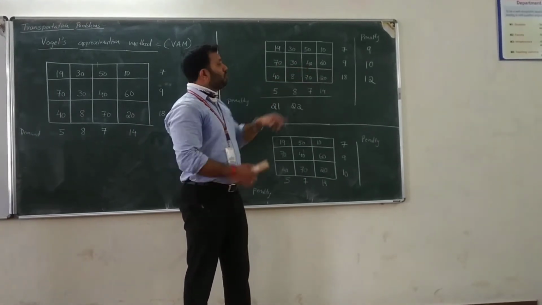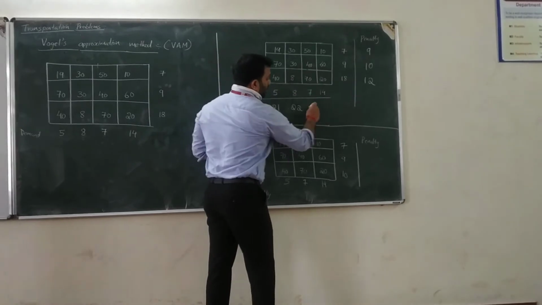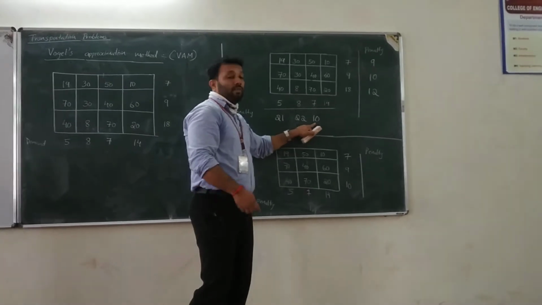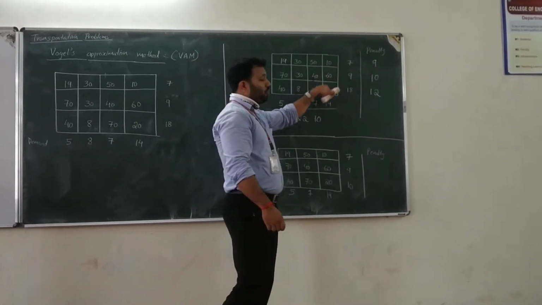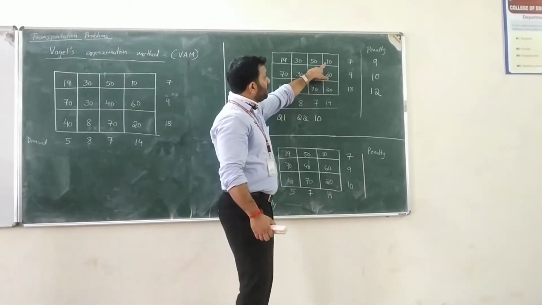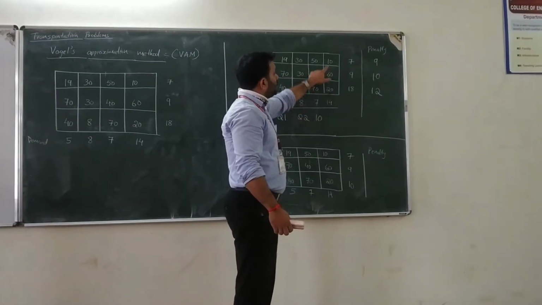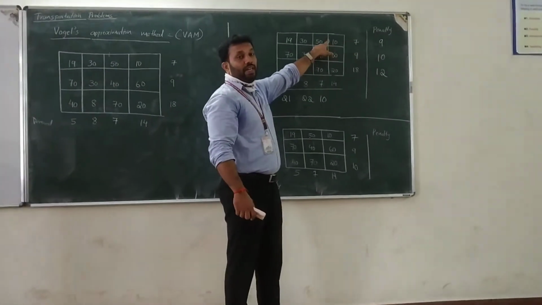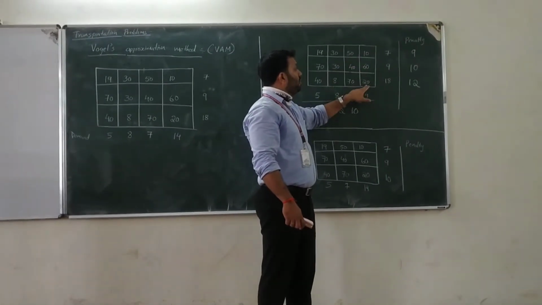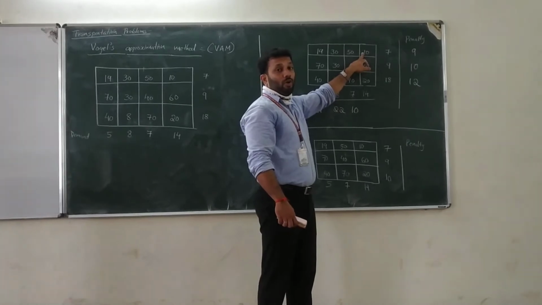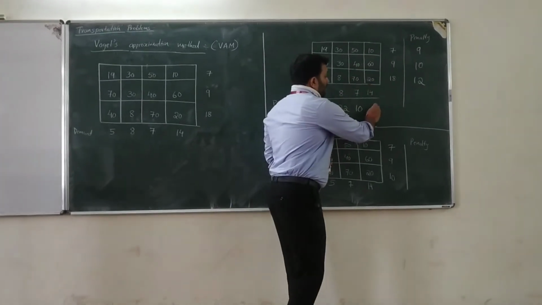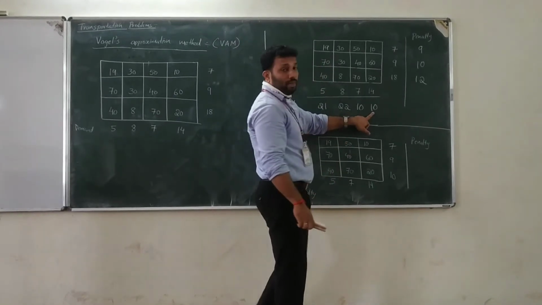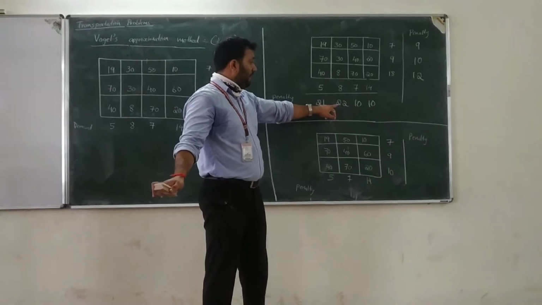Nearer to the minimum cost. So 50 minus 40 is my penalty, that is 10. And coming to the last column, here it is 10, 60 and 20. So 10 is the minimum cost and the very nearer cost to this minimum cost is 20. So that is why here also I get the penalty as 10.